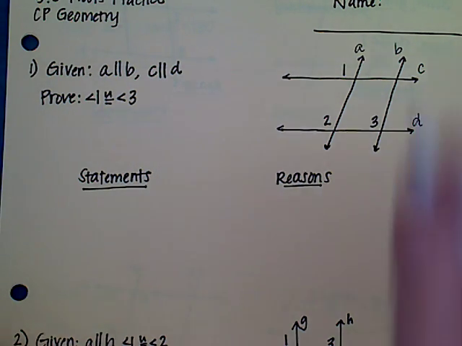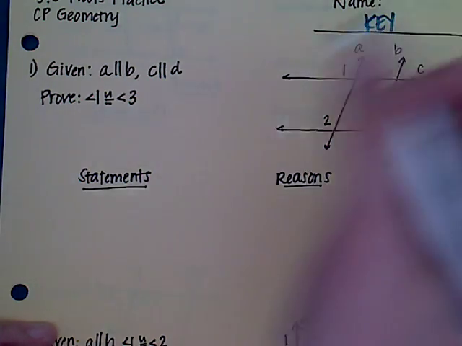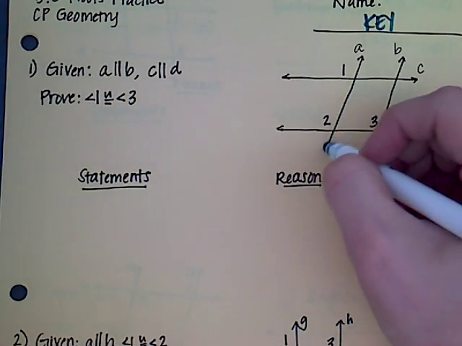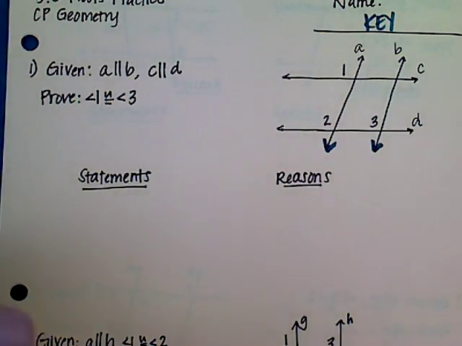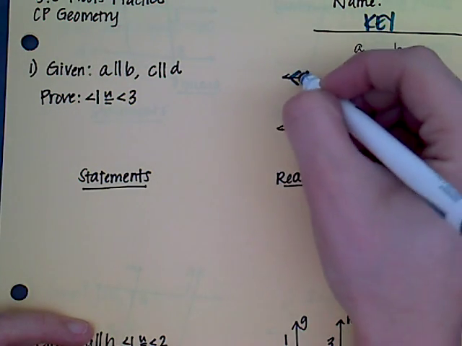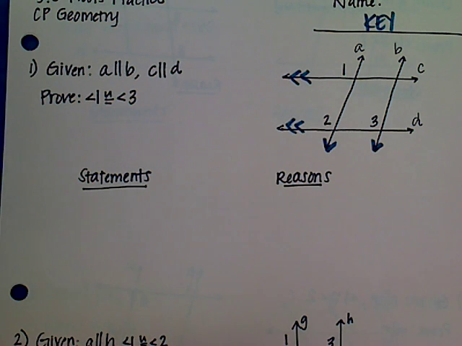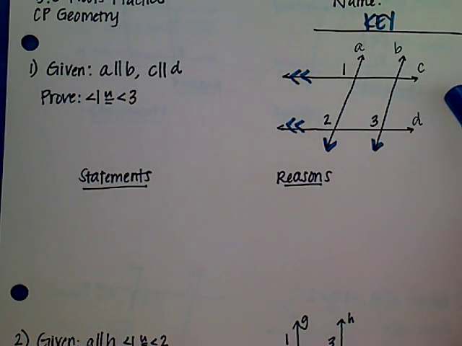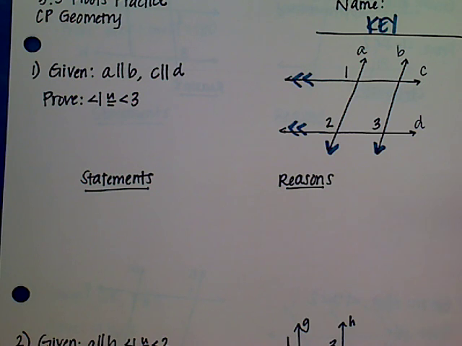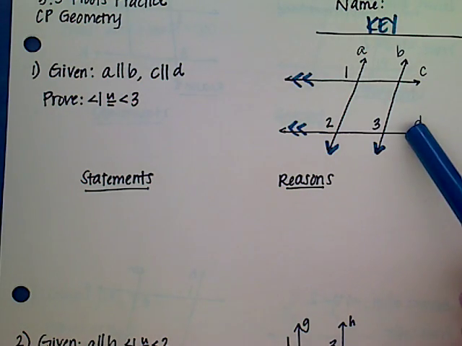In proof number 1, you are told that A is parallel to B, so these two are parallel, and you're told that C is parallel to D. So what that's telling you is that you can use any of those 5 different angle relationships, the alternates, the consecutives, the correspondings, using these 2 lines. So all of those angle measurements are going to be true for A and B and for C and D.